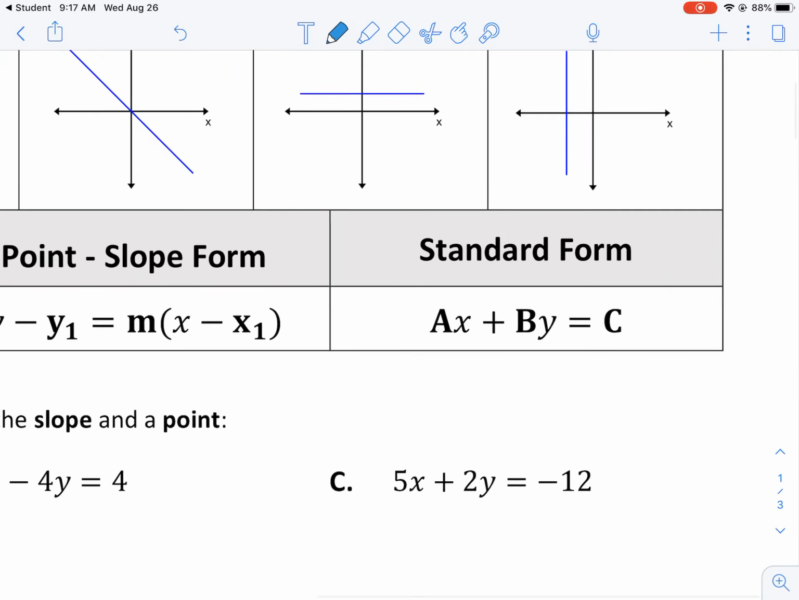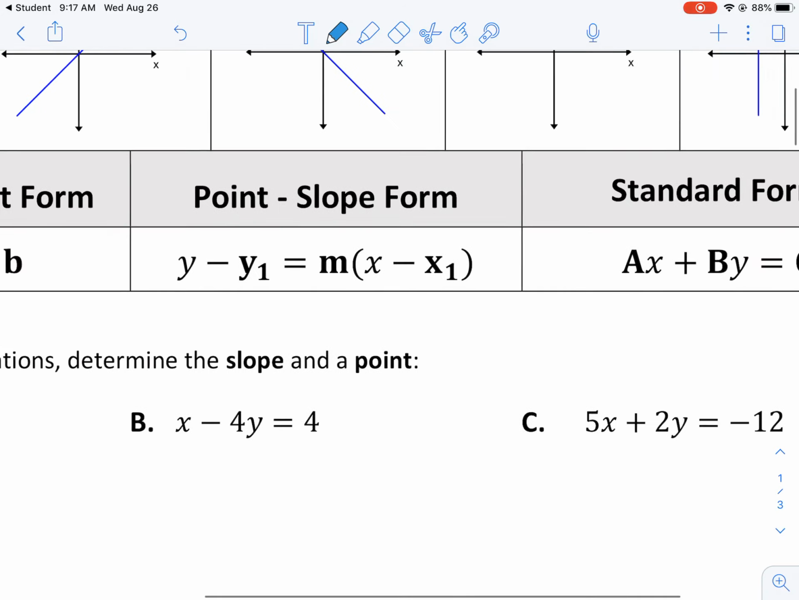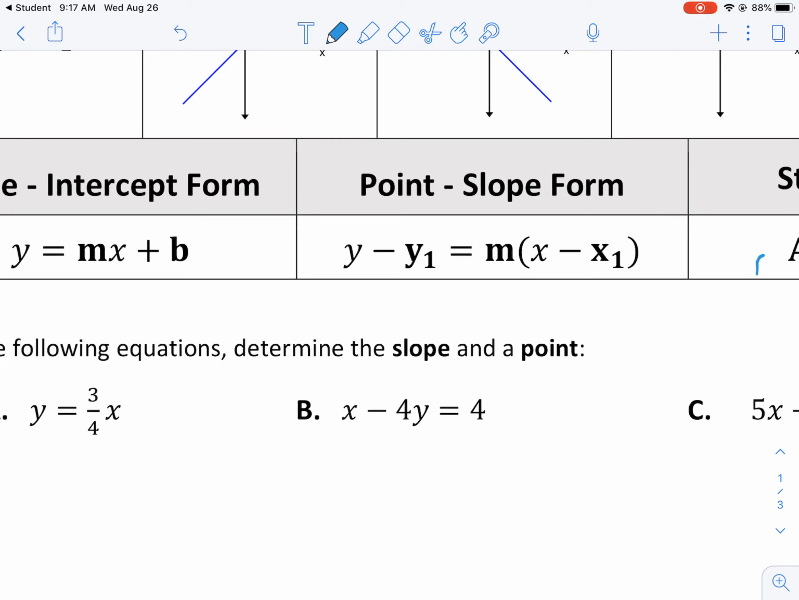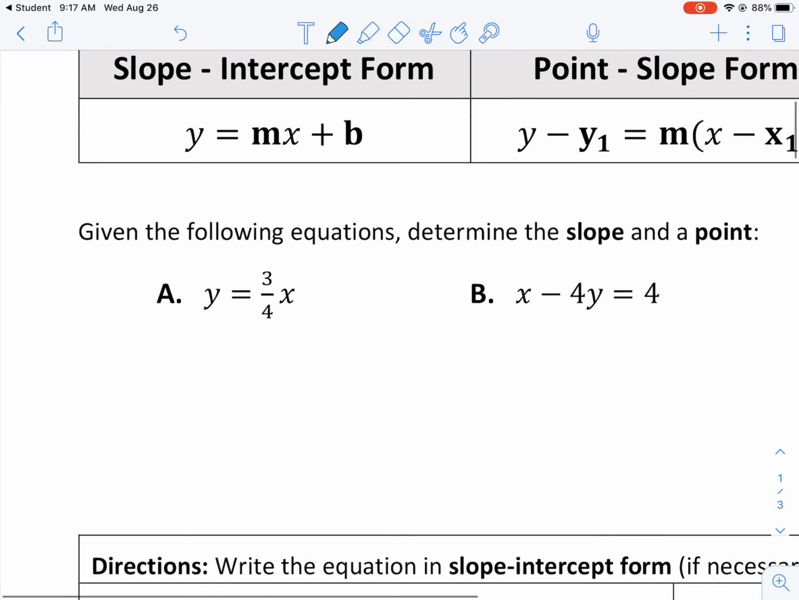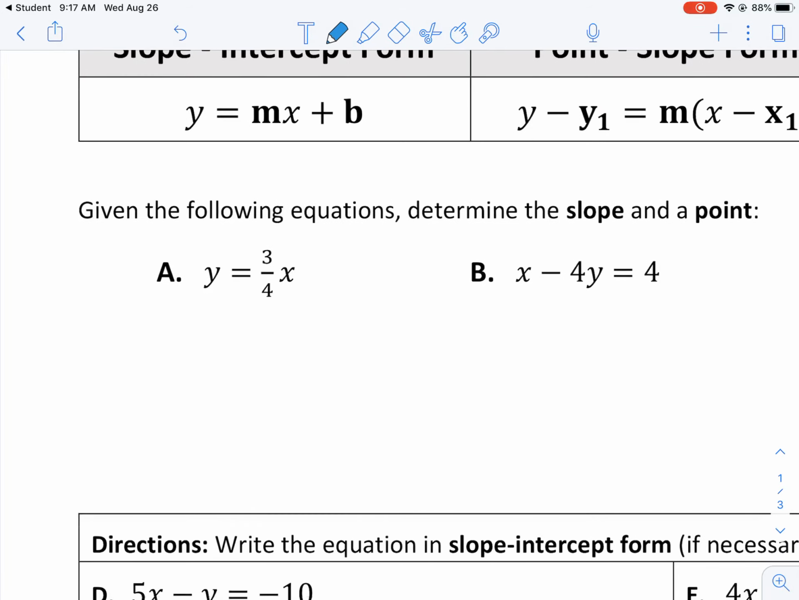So when you're in standard form, pretty much the only thing that you can do is go ahead and turn it into slope-intercept form. And that's where the literal equations come into play, and I'll show you how to do that. So we're going to do the same thing that we did yesterday, all right, with the following equations, determine the slope and a point.